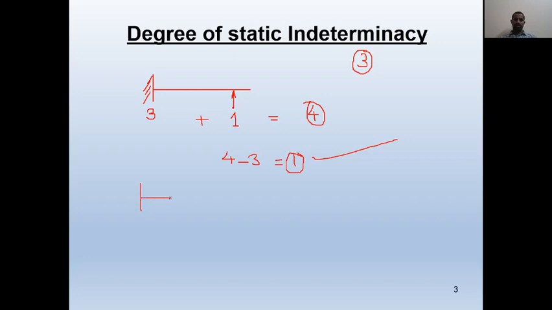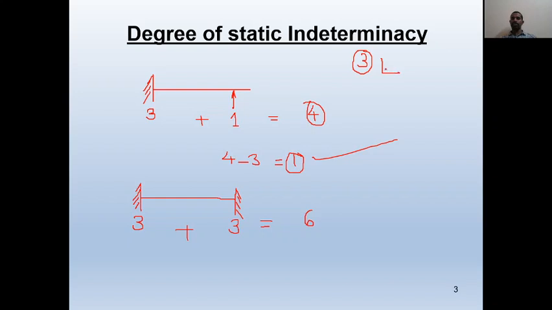This is a fixed beam with both ends fixed. With both ends fixed, we have 3 unknowns at each end, namely horizontal reaction, vertical reaction, as well as a moment reaction. Now 3 plus 3, we have 6 unknown reactions.